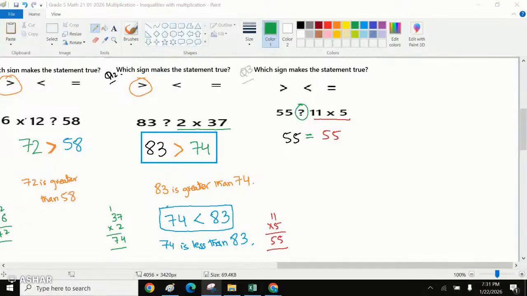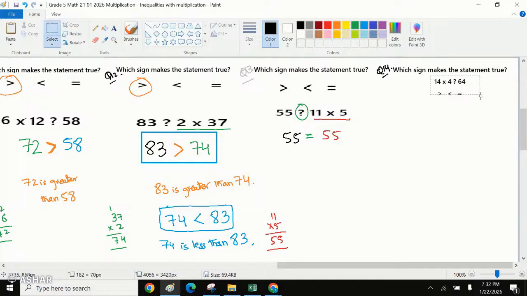Which sign makes the statement true? After this, I'll do the questions from the test, okay, so that you can answer. Question number 14 states: which sign would make the statement true? We can put this over here, and these are the three signs we have.